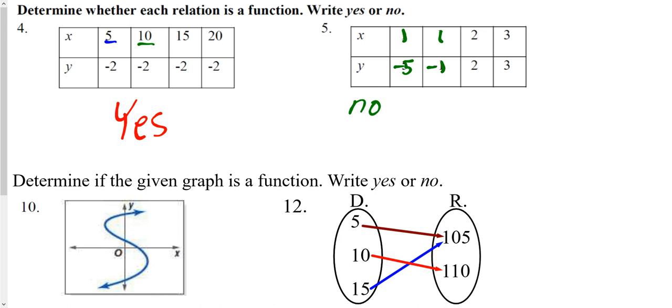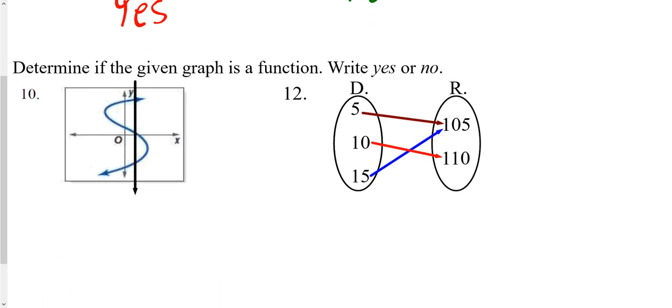When we look down below, I'm going to draw a vertical line because we have a graph. Will a vertical line cross your graph more than once? And yes, it will. So that means it is not a function.